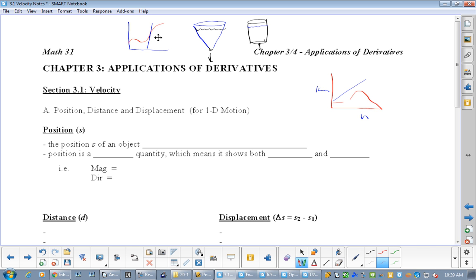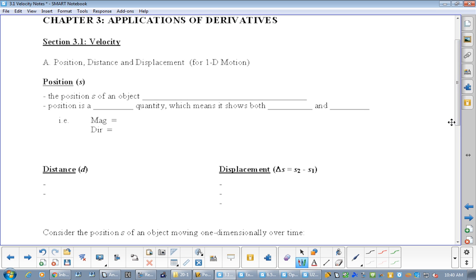Now, if you've been in physics, this stuff's all going to make sense. But let's talk about 3.1. We're in velocity. We're going to first learn how to do even one-dimensional graphs, which are not as simple as the name sounds. Two-dimensional make a lot more sense to people, but we're going to start with one-dimensional.